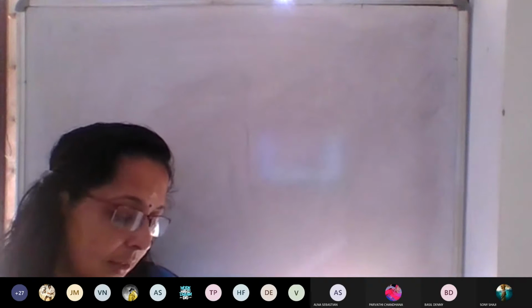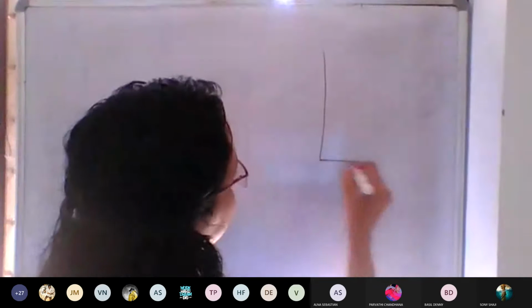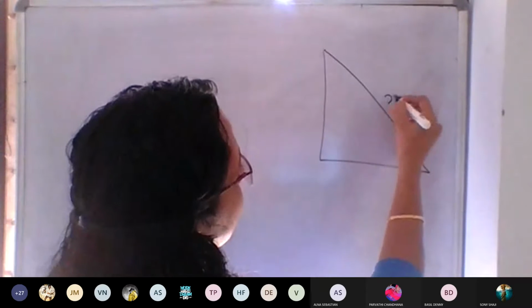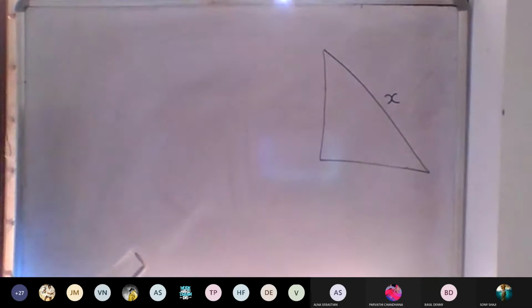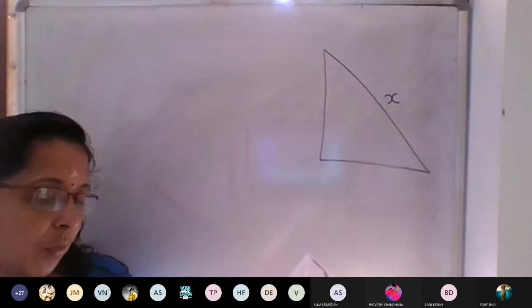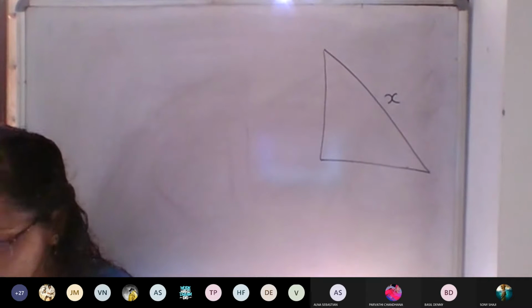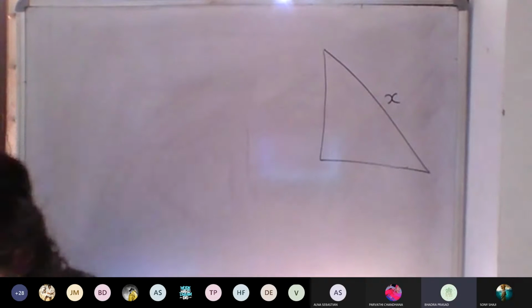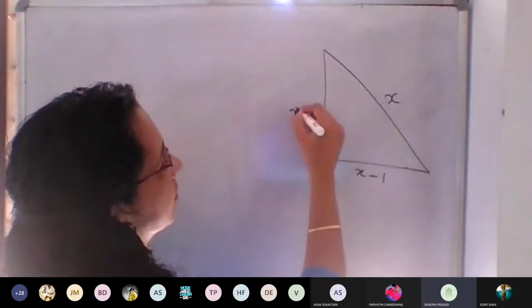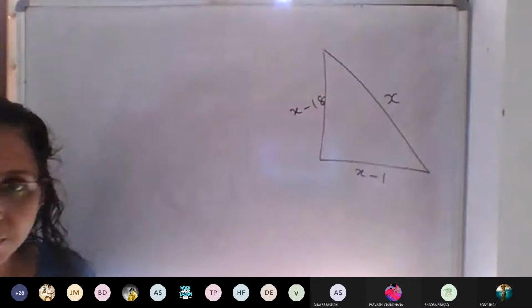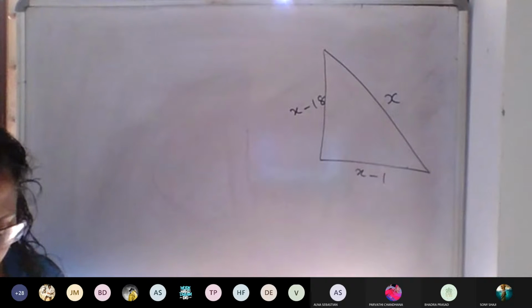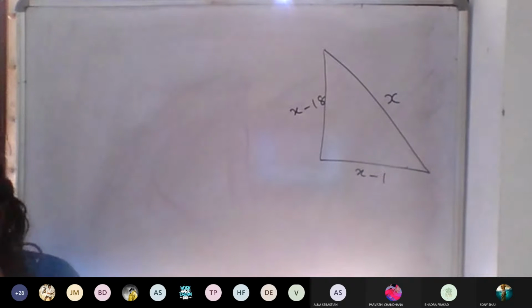Hypotenuse of a right angle triangle exceeds one side by 1 centimeter and the other side by 18 centimeters. Find the length of the sides of the triangle. We don't know the hypotenuse, so let the hypotenuse be x. It exceeds one side by 1 and the other side by 18. How can we write that? x minus 1 and x minus 18. So the other two sides are x minus 1 and x minus 18. Find the length of the sides of the triangle.